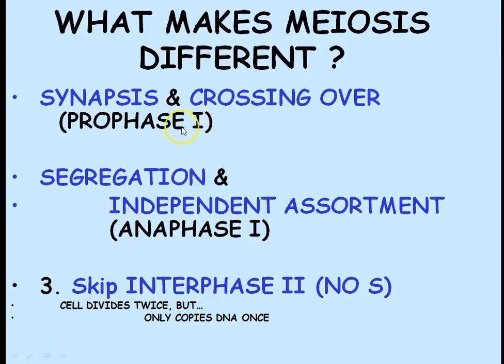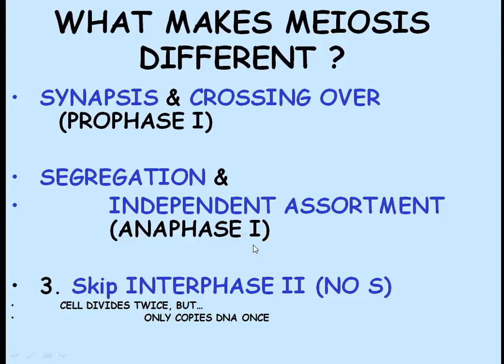So it's not necessarily confusing when you're talking about the different phases and which division, the first division or the second division. So in prophase 1, something that happens is what we call synapsis and crossing over. This does not happen in mitosis. And the second thing is called segregation and independent assortment. And this happens in anaphase 1 of meiosis.